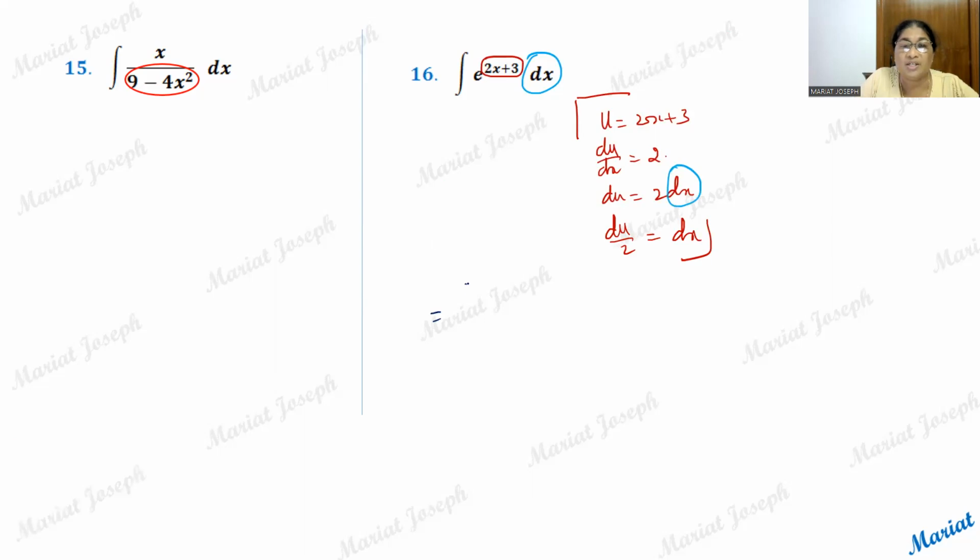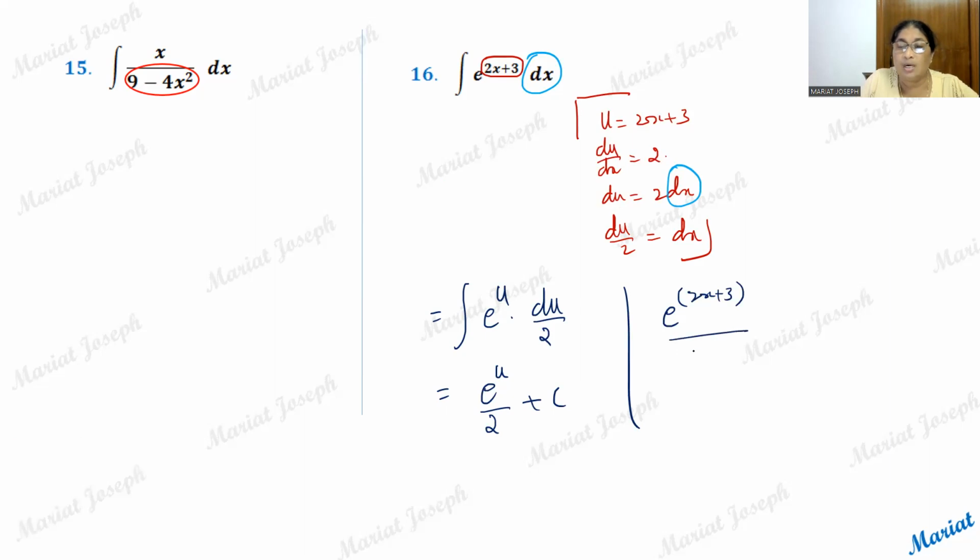So what is this integration changing? e raised to the power u into du by 2. Ab dekho, integral of e raised to power u is e raised to power u, but that upon 2 is staying there. Then e raised to the power 2x plus 3 was the u, upon 2 plus c. This is the actual substitution method, but we could have written the answer just in one line also. If you are able to write that, that is what is actually expected.